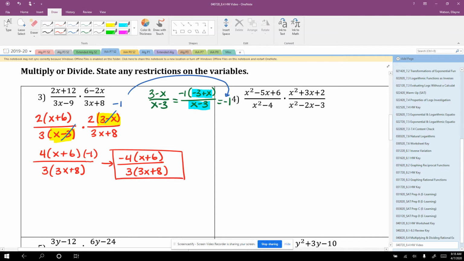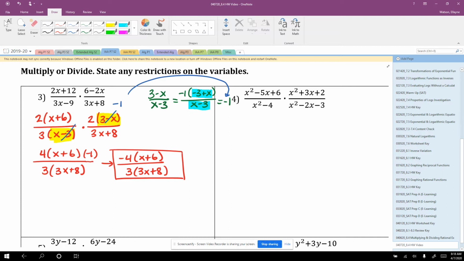Now, your answer might look slightly different, but still be correct if you put the negative 1 on bottom. So instead, you have negative 3 on bottom instead of positive 3. You could have put the negative in front of the fraction. You could have distributed the negative. There's a couple different variations. Okay, so if you're not sure if yours is right, send me a quick note or post it on Classroom for me to see, and I can verify for you.